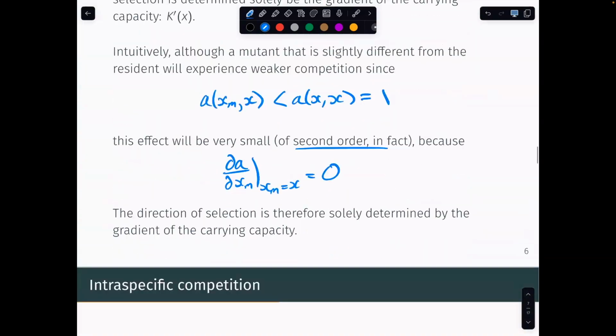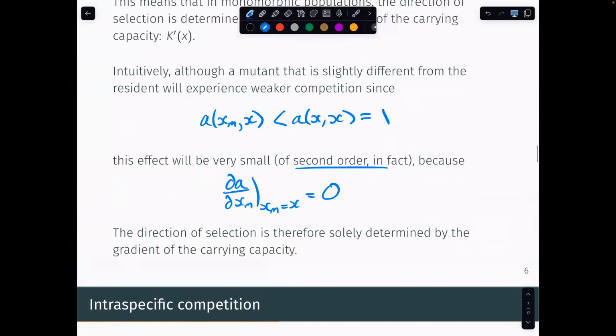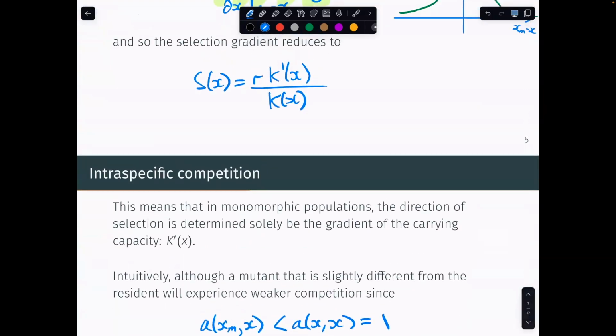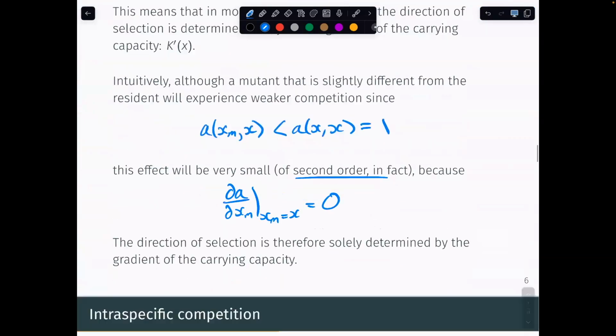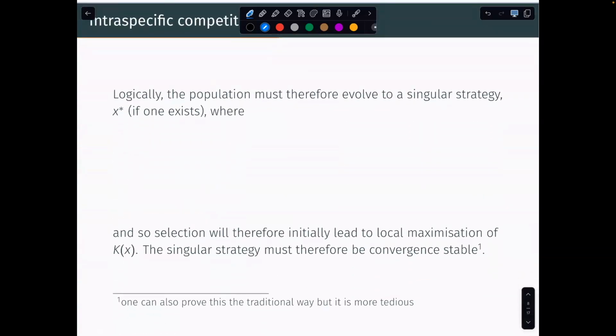Okay, so what was I saying? So our selection gradient, like I say, is going to follow our carrying capacity here. And it will have a maximum at the same value of X as K prime X. Okay, and we know that we're going to evolve in the direction of our selection gradient until we reach a singular strategy. So that singular strategy X star, if one exists, is going to be the same for our selection gradient and our carrying capacity function. So we know that K prime of X star must equal 0, and this is going to be equal to our selection gradient at X star.